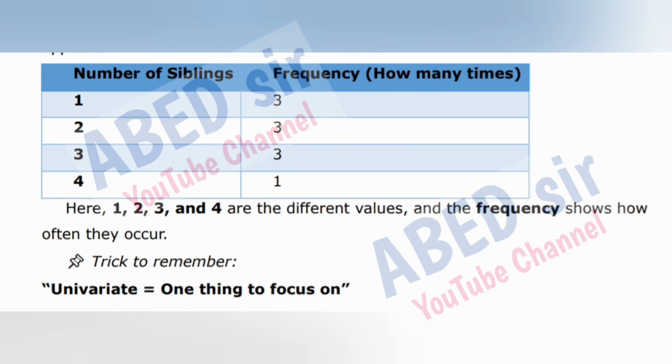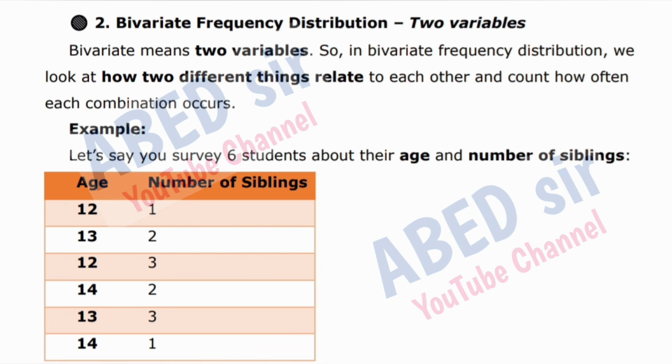Number of siblings, frequency, how many times? 1, 3. 2, 3. 3, 3. 4, 1. Here 1, 2, 3 and 4 are the different values, and the frequency shows how often they occur. Trick to remember: univariate is equal to one thing to focus on. 2. Bivariate frequency distribution, two variables.